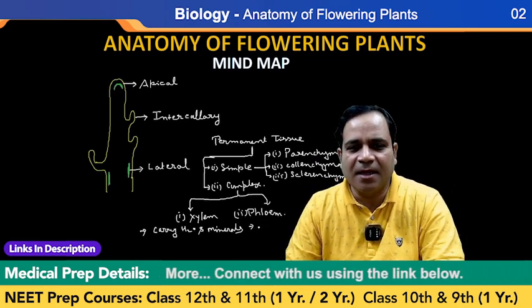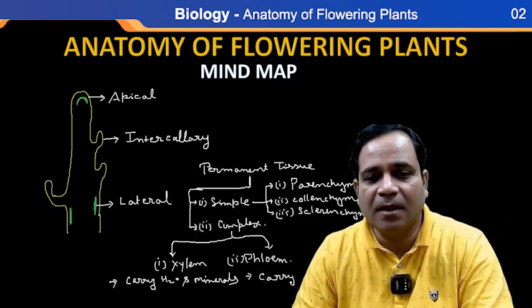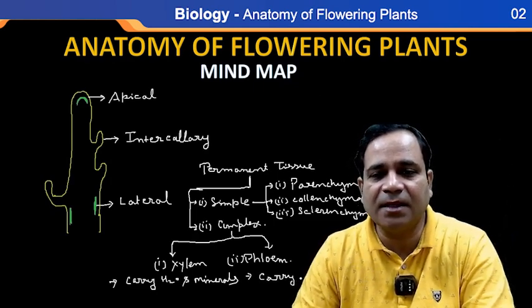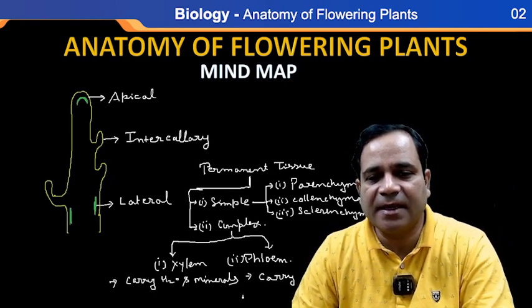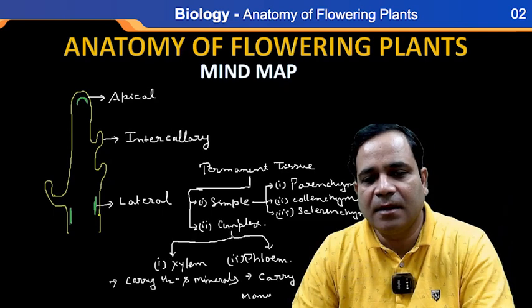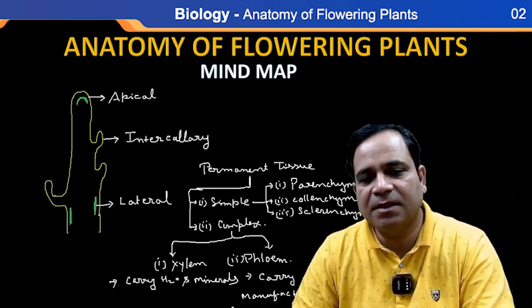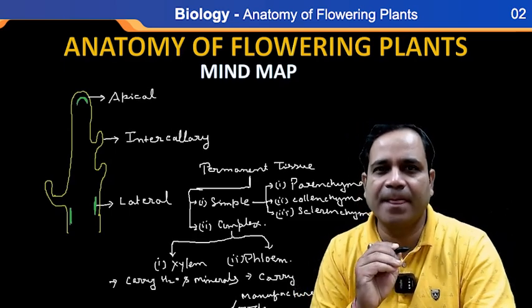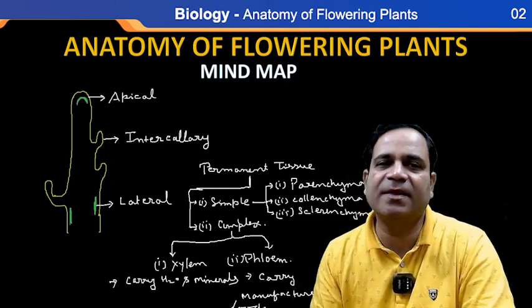So the phloem is responsible to carry manufactured food. See what I'm writing here? Carry manufactured food, my dear. Is that clear? And if I'm talking about the xylem, it means it carries water and minerals.